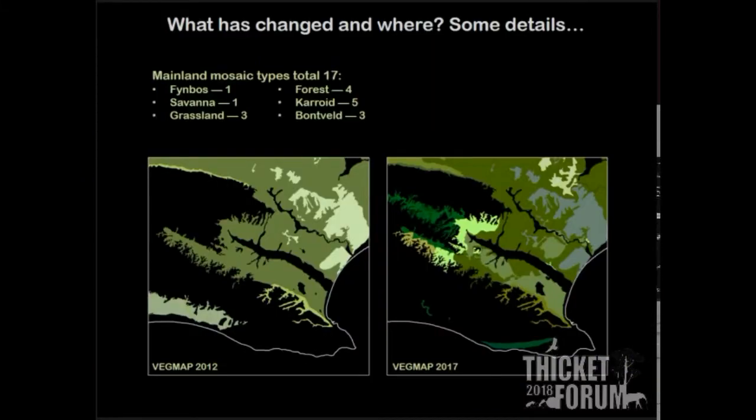So yeah, the mosaic types that we've introduced now, we have a total of 17 of them, and that's about 40% of those 44 new units that we introduced. So the mosaics form quite a substantial proportion of the new classification.